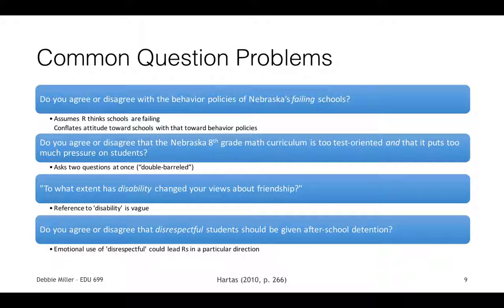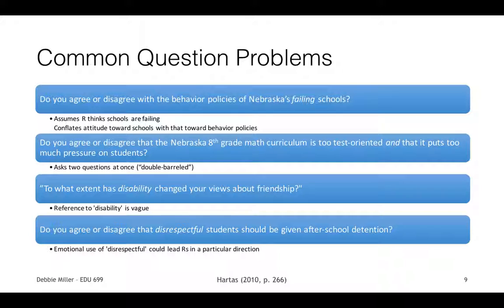Do you agree or disagree that disrespectful students should be given after-school detention? Simply omitting the word disrespectful changes it to a neutral question. Do you agree or disagree that students should be given after-school detention?